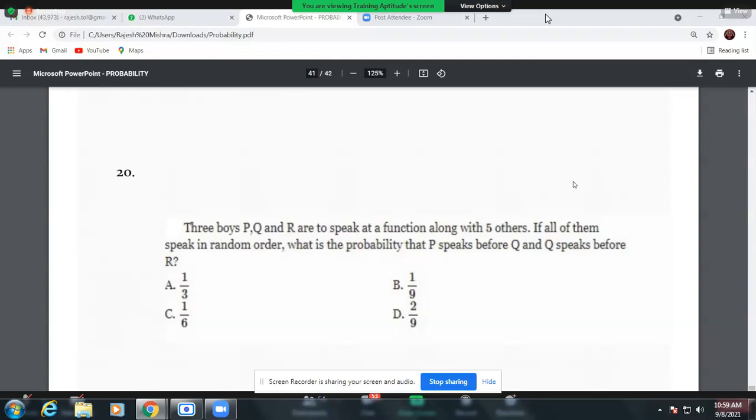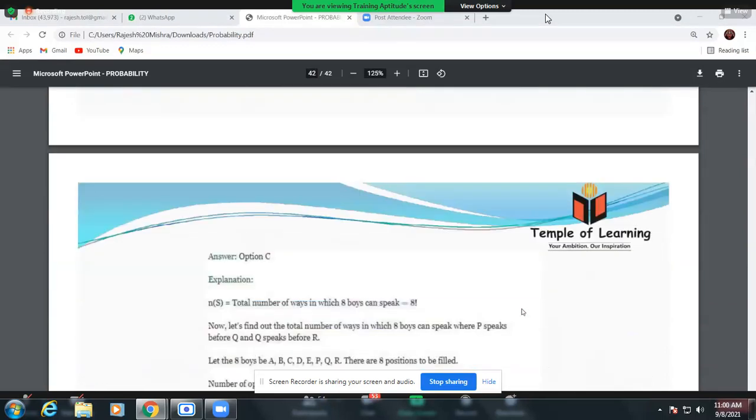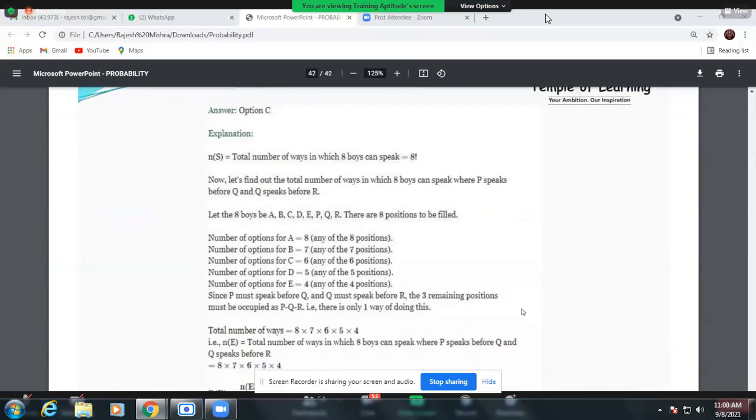Think about it. Look at the different possibilities. Look at what would happen. Because here, there's a particular condition given. This is conditional probability. What does it mean? P has to speak before Q and Q has to speak before R. These 3 have to be in order, along with 5 others. So 3 plus 5, 8 people. So 8 boys can speak in 8 factorial ways.